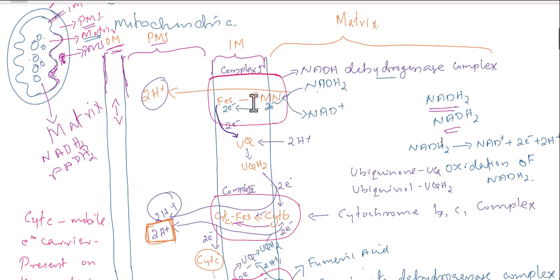Here we can see complex 1, which we otherwise name the NADH dehydrogenase complex. That is the name of this complex. Complex 1 contains 2 members, FMN and FeS. These are the components of complex 1.